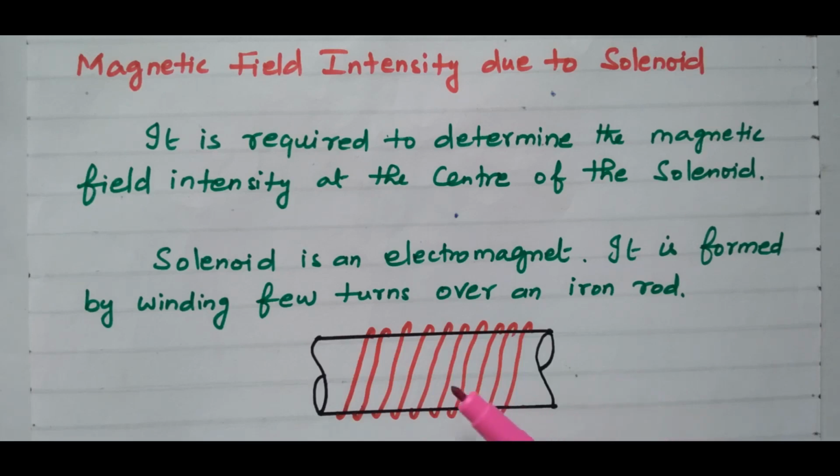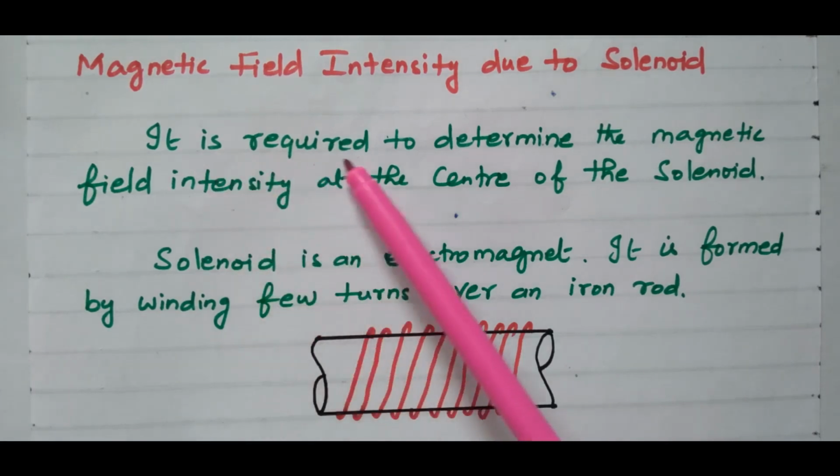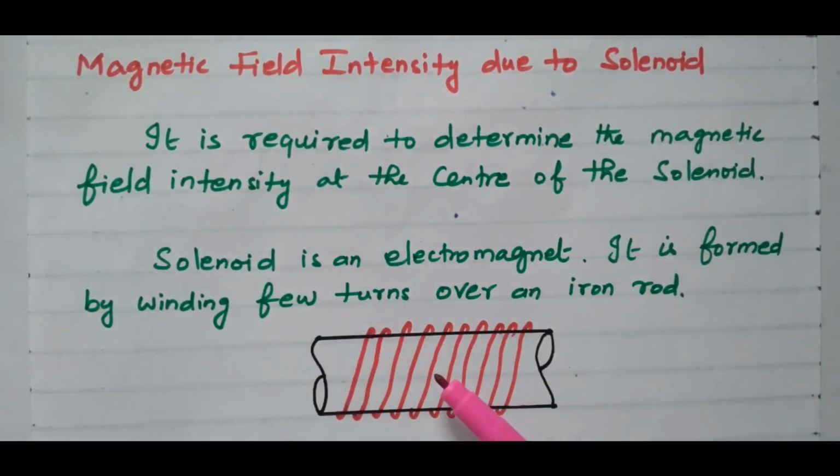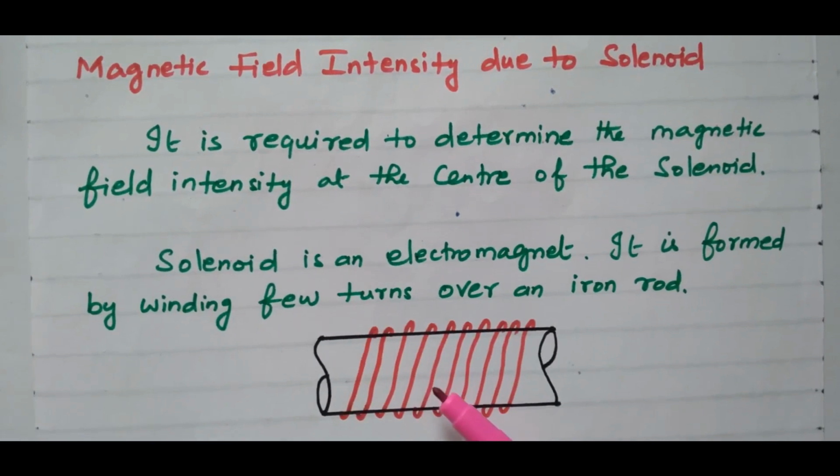So our aim is to find the magnetic field intensity at the center of the solenoid. It is required to determine the magnetic field intensity at the center of this solenoid. Now we'll go to the detailed diagram.